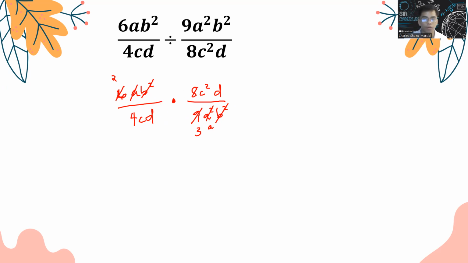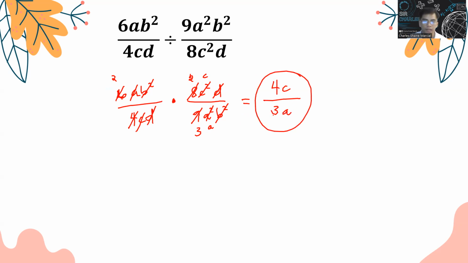Same with 8 and 4. Ano yung common factor? 4. So 8 divided by 4 is 2. And also 4, makakancel na siya. Then, c squared over c, 2 minus 1, magiging c na lang siya. Then, cancel out d from numerator and denominator. Ano na lang yung natitirang values? We have 2 times c, that is equal to 4c over 3a. And that is the final answer.